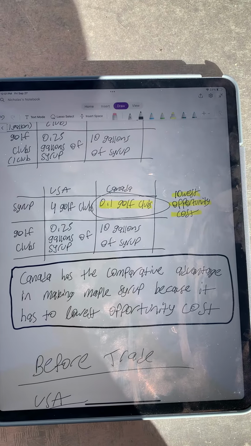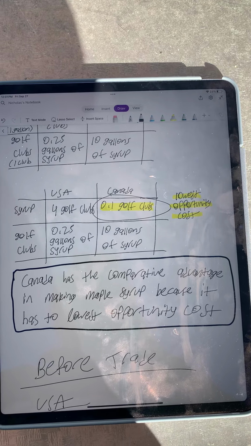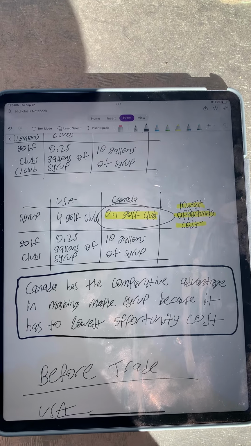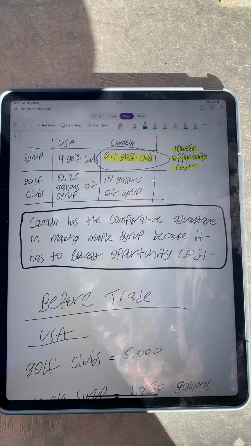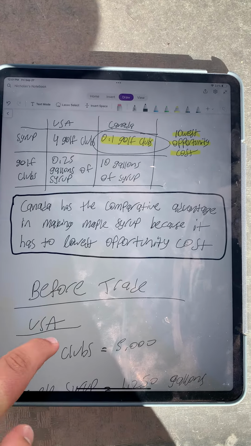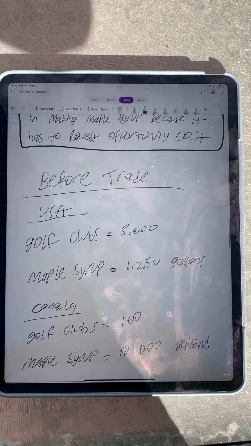Canada has the lowest opportunity cost of 0.1 golf clubs of syrup out of the 4 quadrants. This means that Canada has a comparative advantage in making syrup because it has the lowest opportunity cost. This can also be seen in trade.